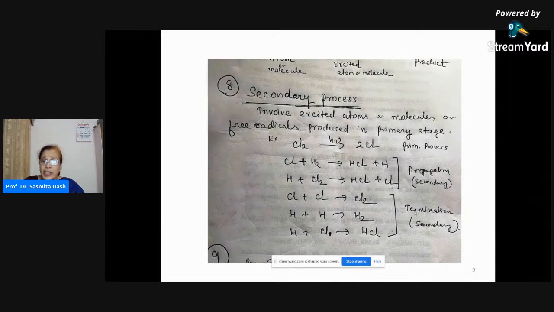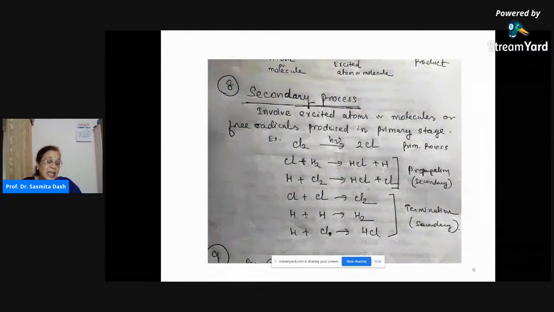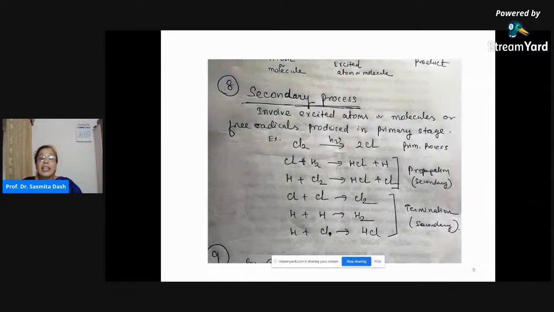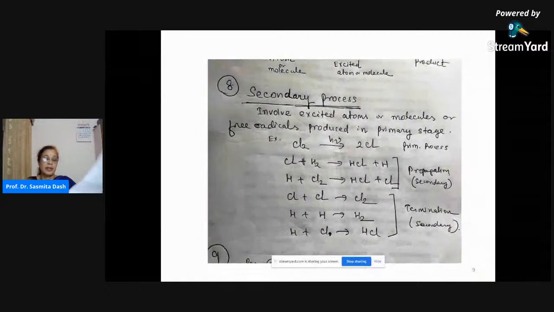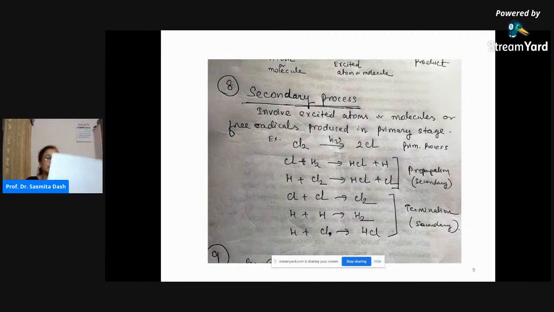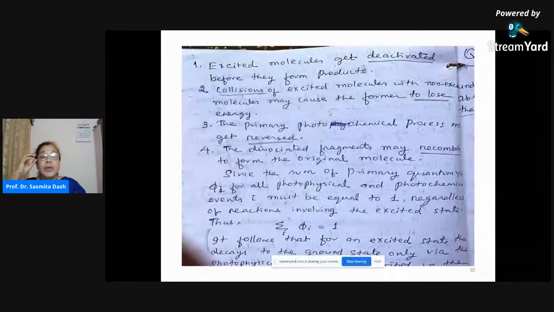If the secondary process is exothermic, then the heat of reaction may activate other molecules, thereby causing them to react. This is another reason for higher chemical product or quantum yield. Now we will come to the process of how to find the result of the chemical reaction.